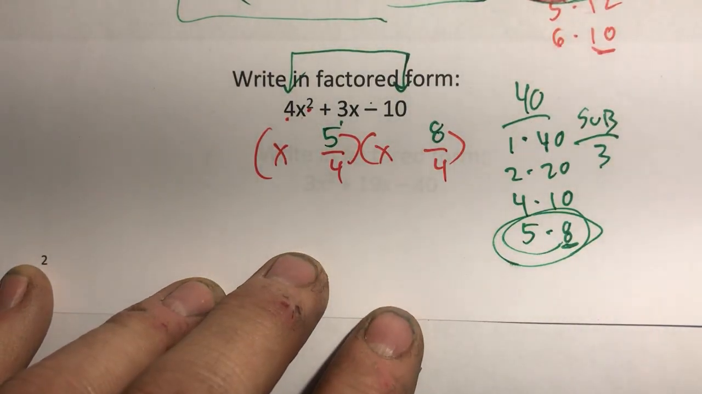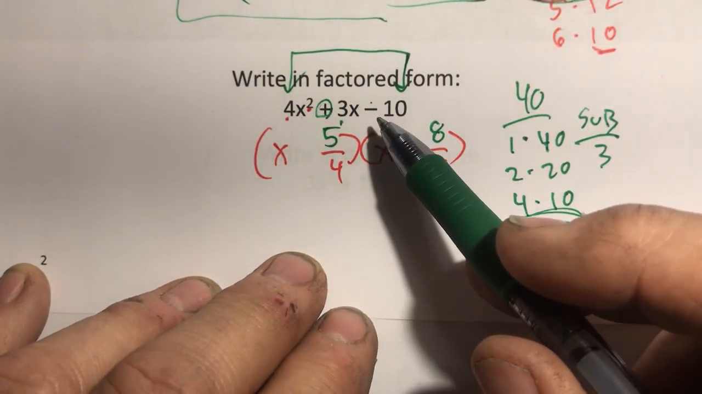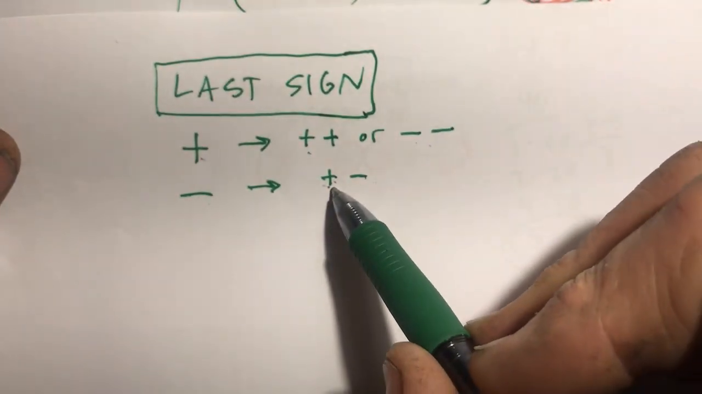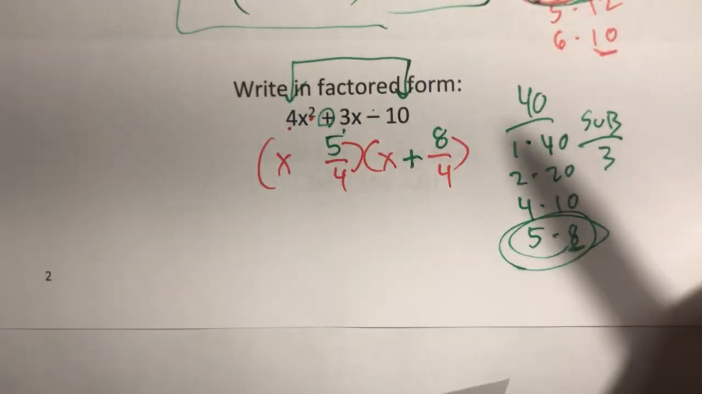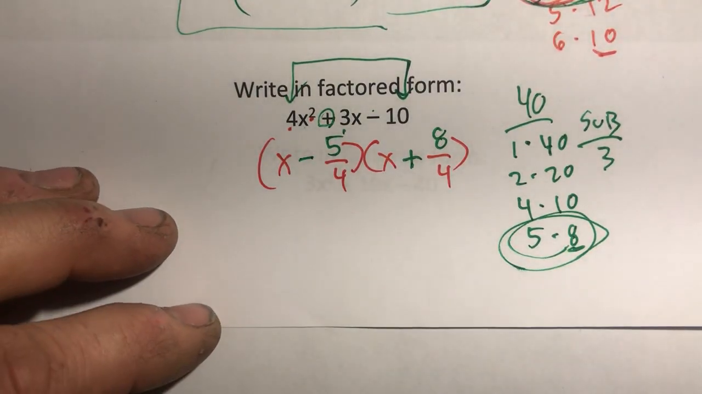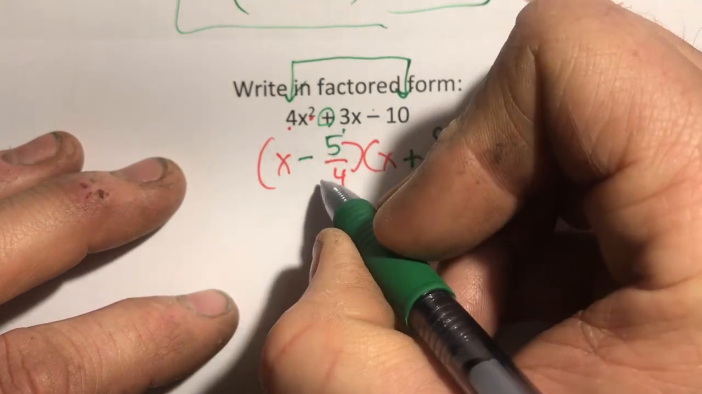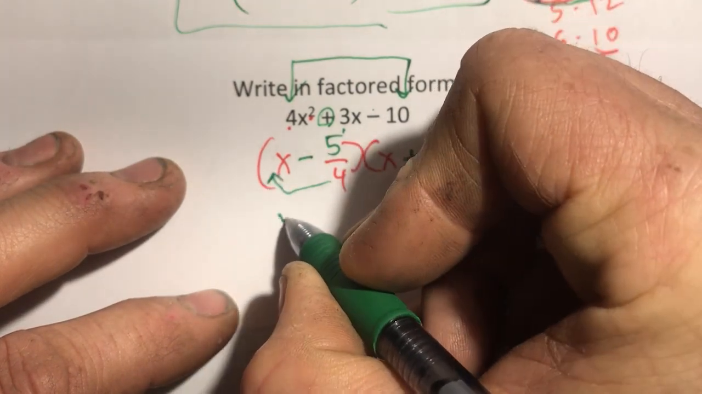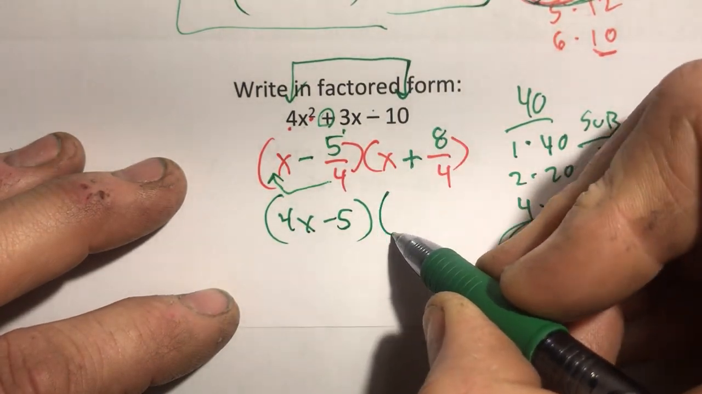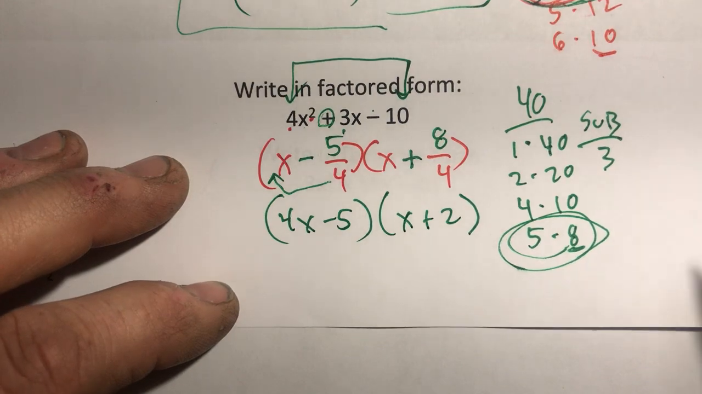Okay, now my signs, this one right here goes to the big one. And the last sign's a minus. Now look here, since that last sign's a minus, that means I got to have a positive and a negative on my signs. And there's a positive, so this must be a negative. Okay, and now 5 divided by 4, that does not simplify, so I take that 4 over in front of the x. Right here, 8 divided by 4 is 2, so that's x plus 2. Okay, and there's my factors.